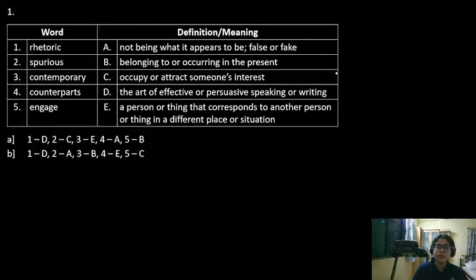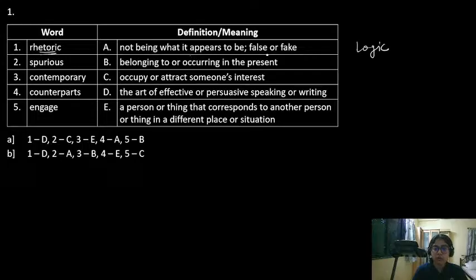Okay, now we have to match the words with the correct definition. The first is rhetoric. We saw that rhetoric is a subject that was used along with logic. So let's go through all of them.